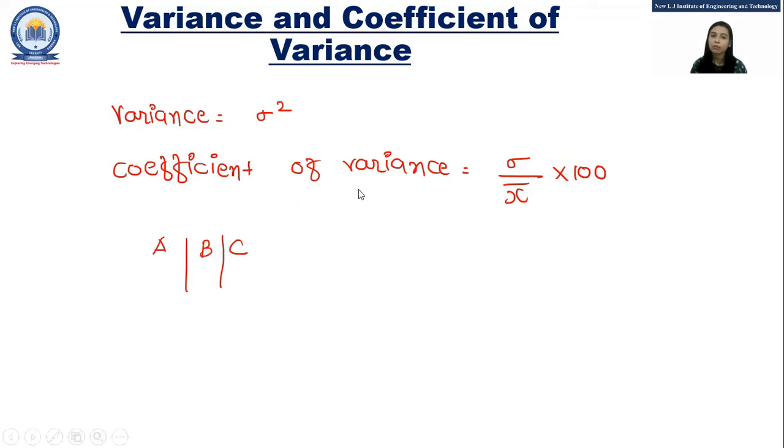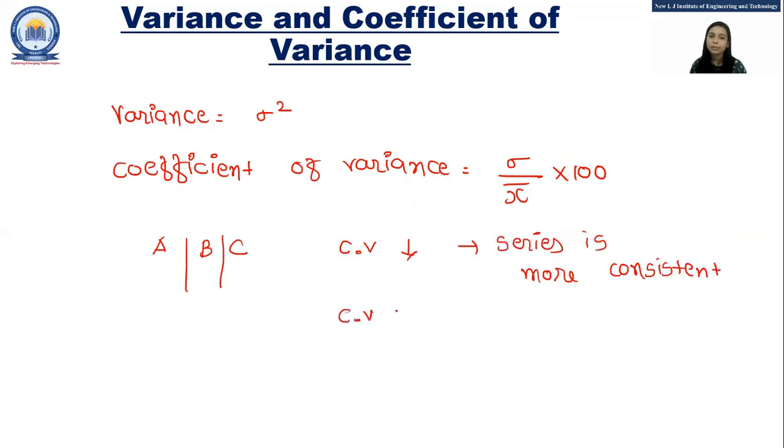If the coefficient of variance is higher, then the series is less consistent, and if the coefficient of variance, denoted by CV, is lower, then the series is more consistent. That means less variability. And if the value of CV is higher, then the series is less consistent, that means higher variability. This way we can make use of the coefficient of variance for two or more groups. So this is all about the coefficient of variance and variance.